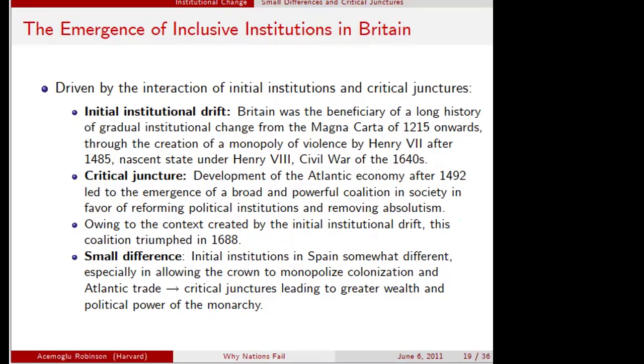King Henry, after 1485, the first Tudor king as well, who crucially established a monopoly of violence, ending the War of the Roses and establishing a more unified, centralized state. This is important because, as the authors note, some degree of state centralization is very necessary for inclusive institutions. So you need a state strong enough to enforce property rights and the rule of law.